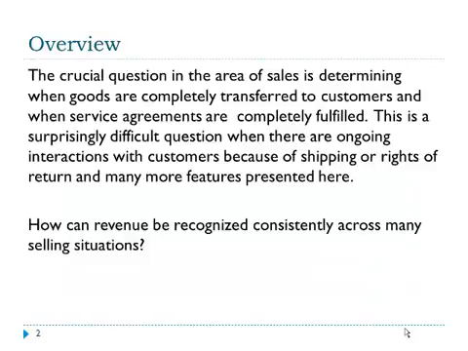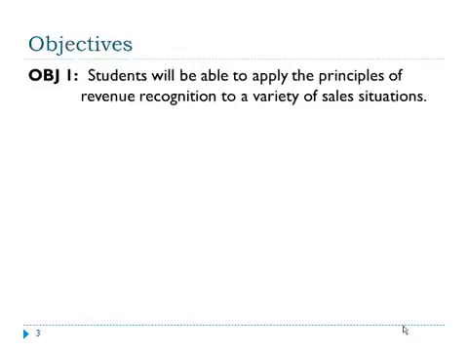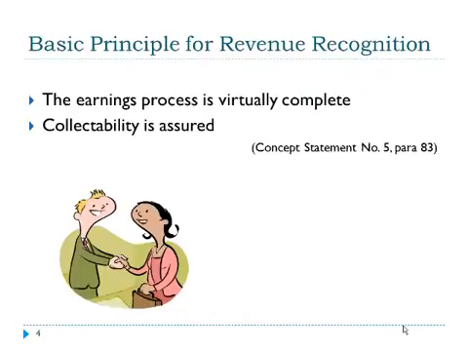The crucial question in the area of sales is determining when goods are completely transferred to customers and when service agreements are completely fulfilled. This is a surprisingly difficult question when there are ongoing interactions with customers because of shipping or rights of return and many more features presented here. How can revenue be recognized consistently across many selling situations? In this objective, students will learn to apply the principles of revenue recognition to a variety of sales situations.